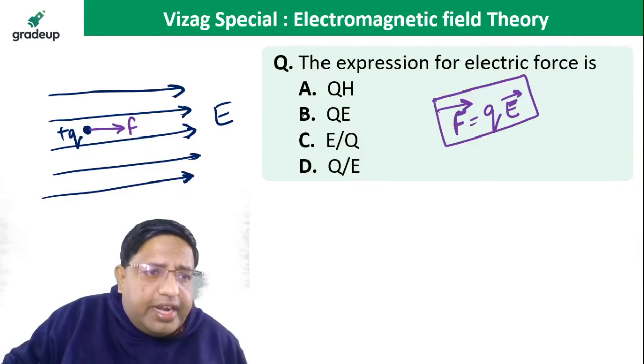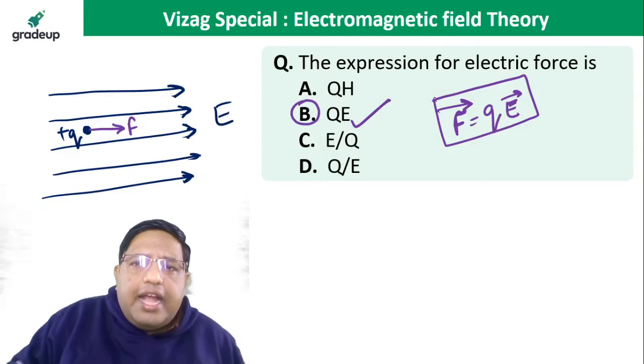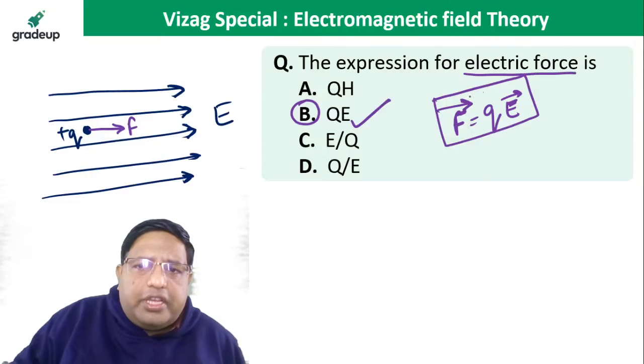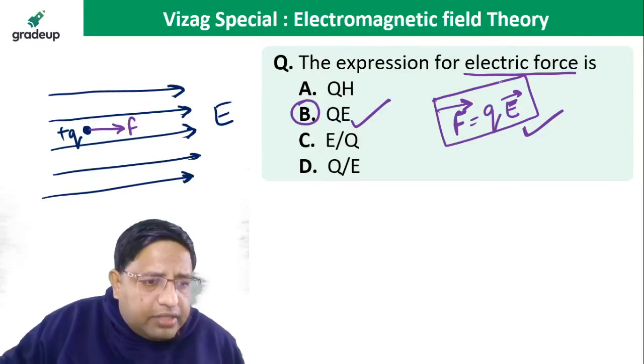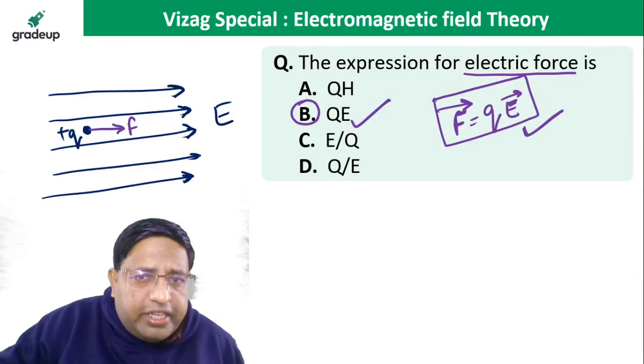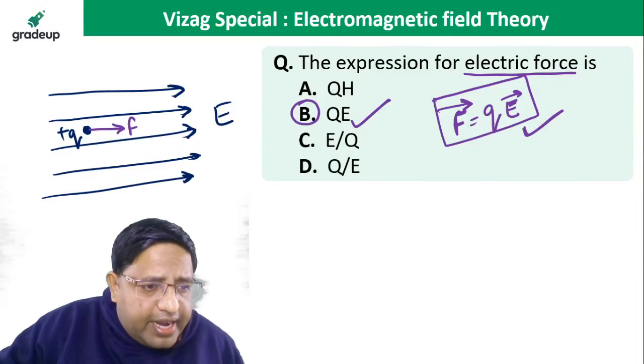Avijit, you are giving the correct answer. B is the correct answer. F is equal to QE is the correct answer. Expression for electrical force is F is equal to QE. Yes, Vanilla Raja, C is not the correct answer. The correct answer is B.